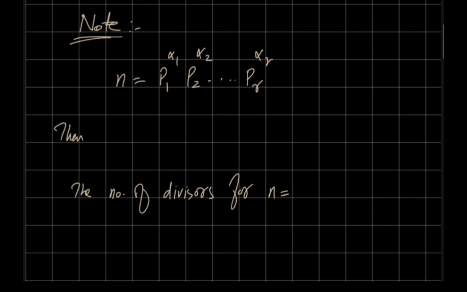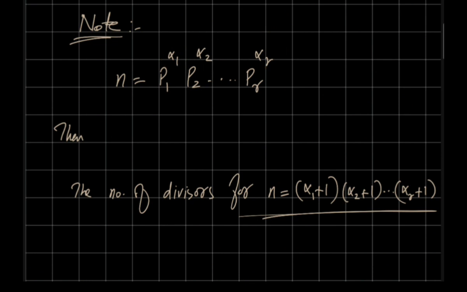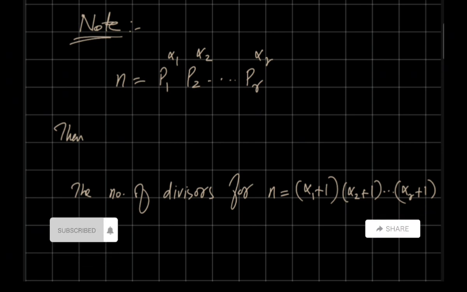So in this case, we will do the same thing. What is the power alpha 1 increased by 1? That is alpha 1 plus 1. What is alpha 2 increased by 1? That is alpha 2 plus 1, and so on. What is alpha r increased by 1? That is alpha r plus 1. So it is the general formula to find the number of divisors of any integer n. And this is only because of the multiplication principle or the product rule of counting.